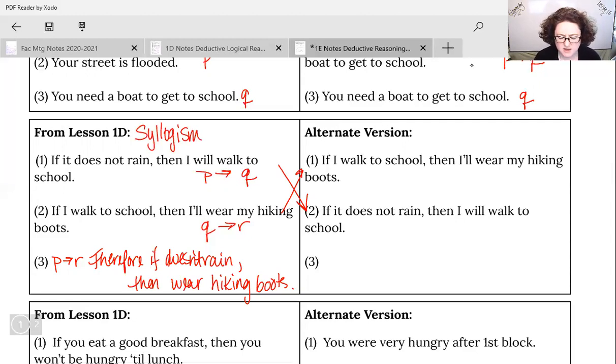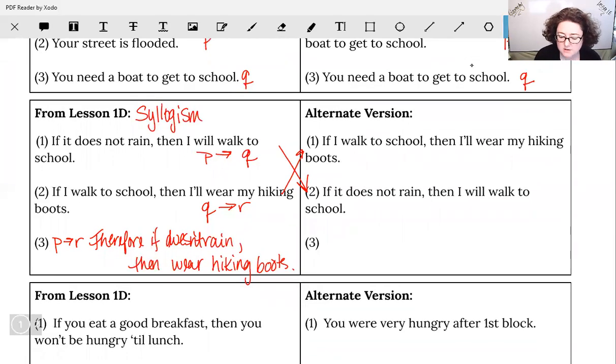Well, if I just read them in that different order, read statement 2 first. So if it does not rain, then I'll walk to school. If I walk to school, then I'll wear my hiking boots. It's exactly the same thing as the example from before. So I can actually use exactly the same idea for my conclusion. I can come to the same conclusion on it.